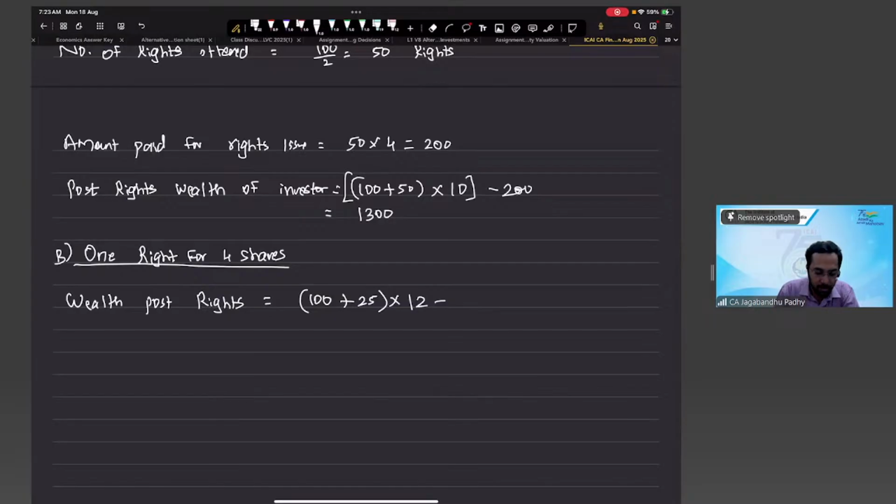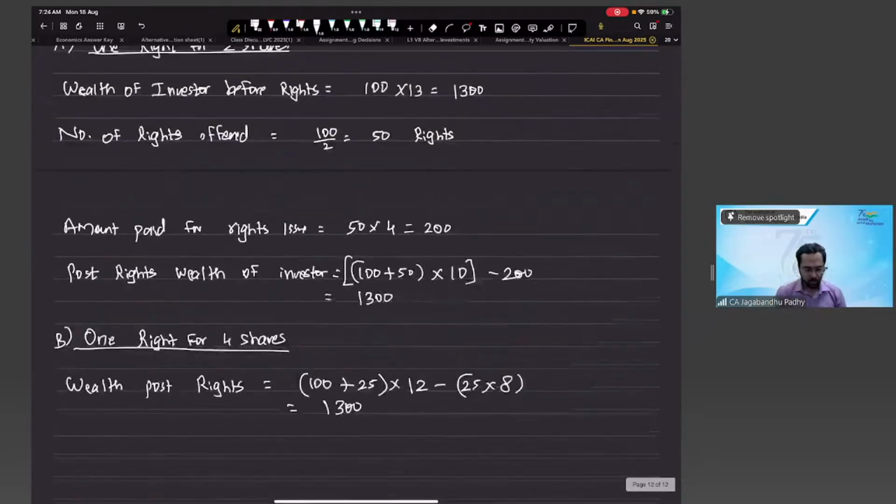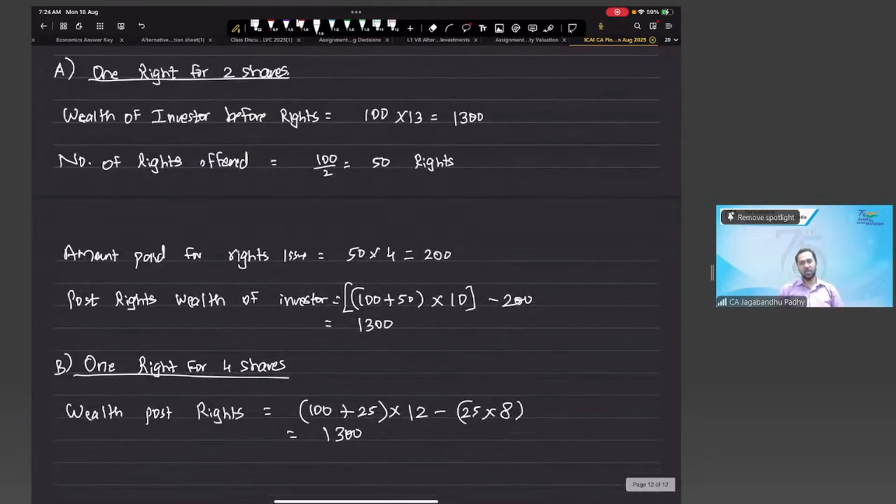Minus what is the price? We are going to get how many shares? One right for every 4 shares, so 25 shares at a price of 8. So you can see that the wealth of shareholder doesn't change whether it goes for the first option or for the second option, because ultimately what you're paying is what you're getting back in the form of the shares.